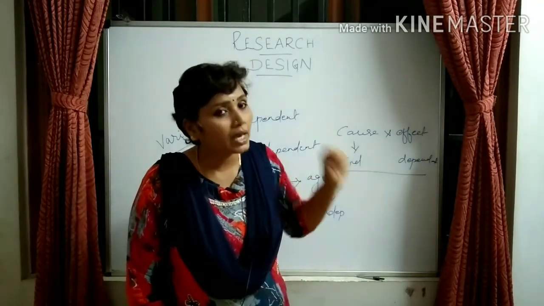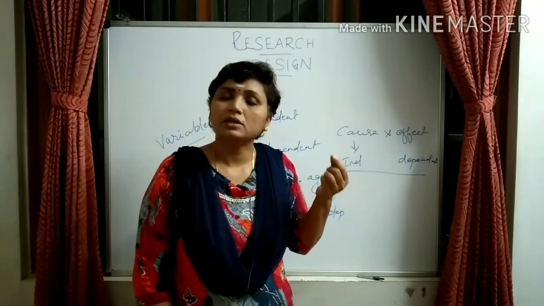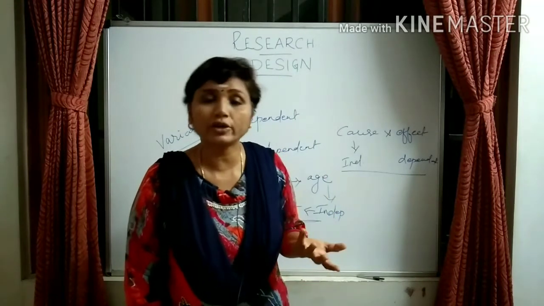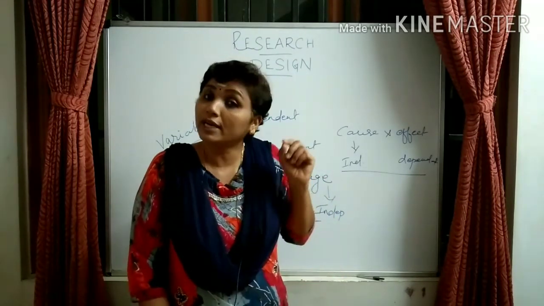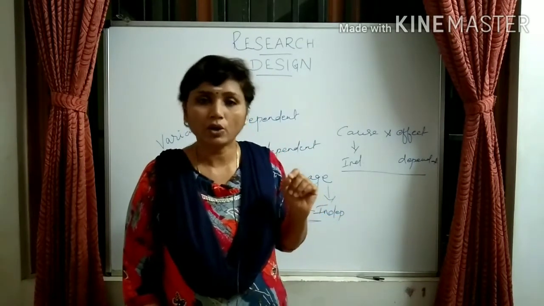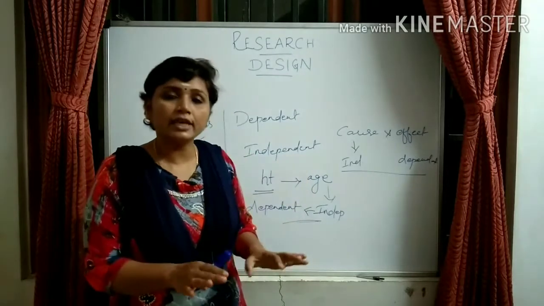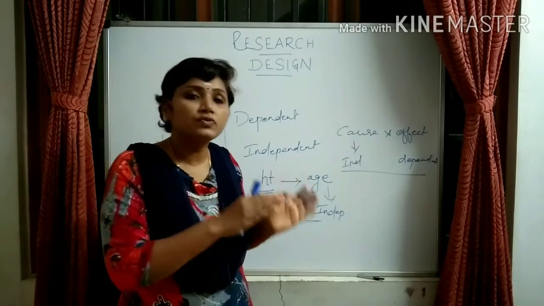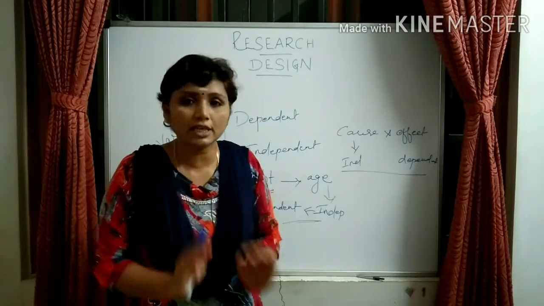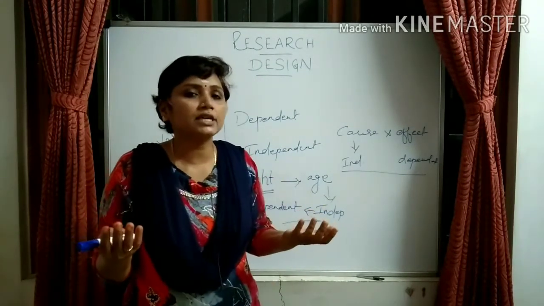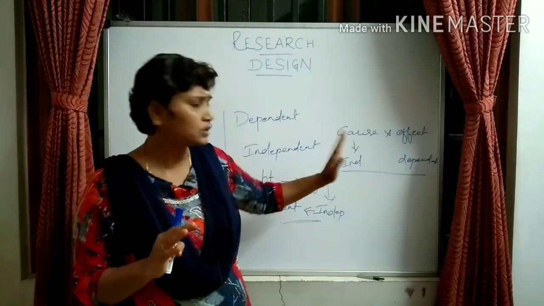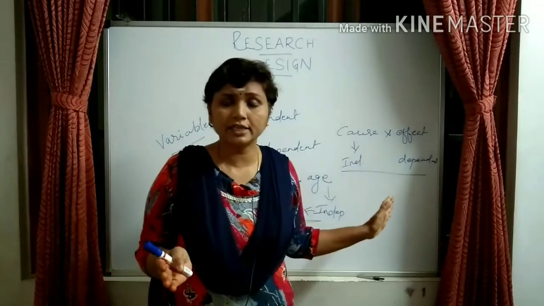But maybe if the person is consuming decayed food, that also can lead to diarrheal disease. So that decayed food will be acting as an extraneous variable. Are you understanding? Other than the independent variable, something is causing the effect on the dependent variable. That is called the extraneous variable. The extraneous variable we always can't control. So you understood regarding the extraneous variable.